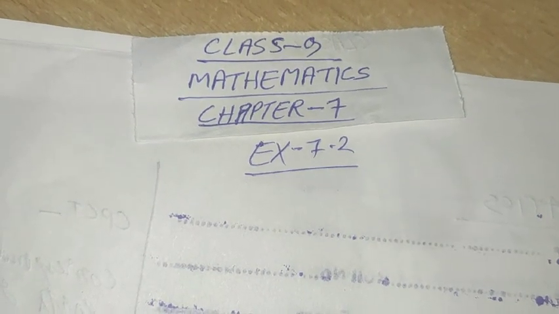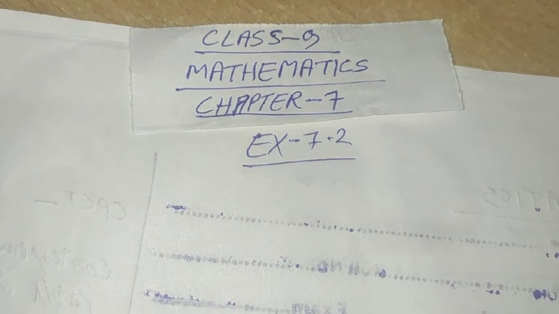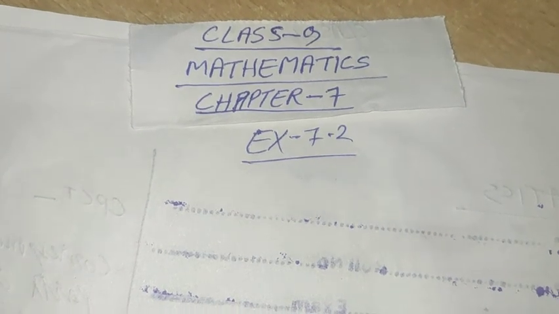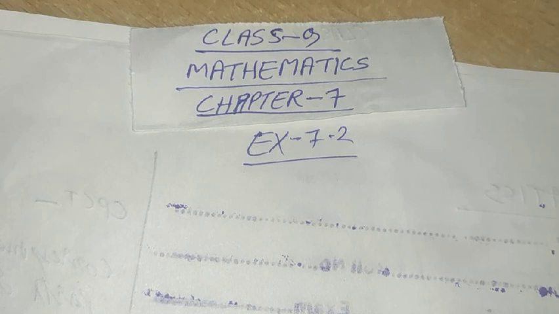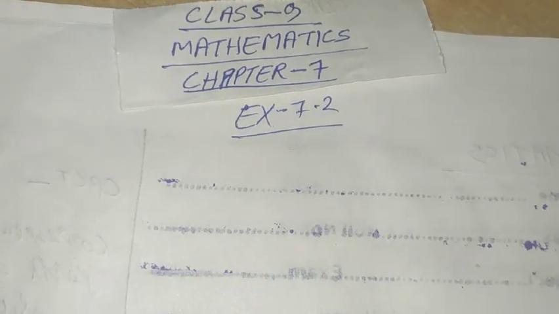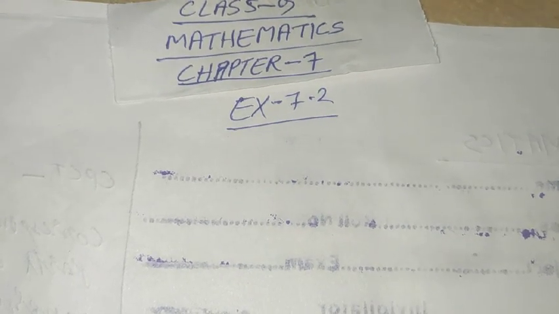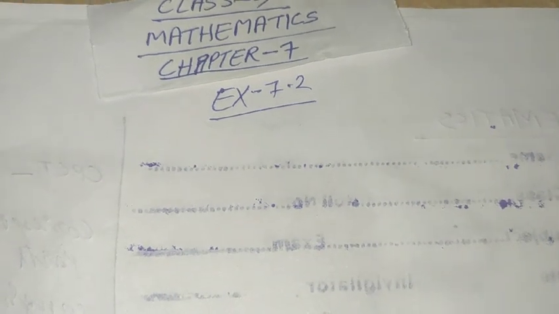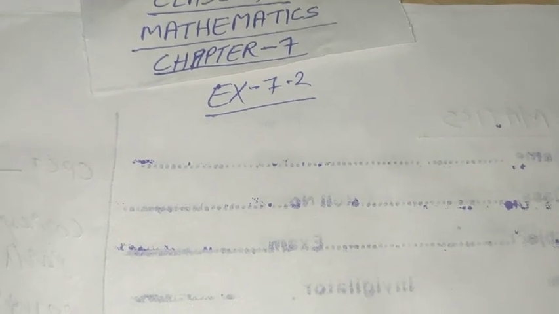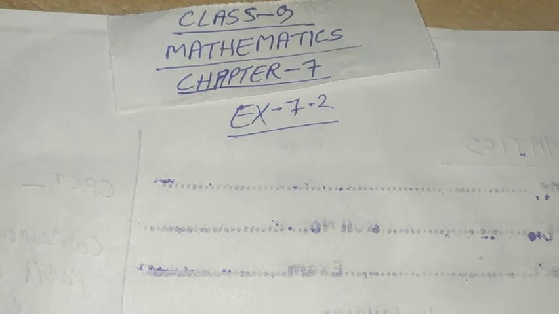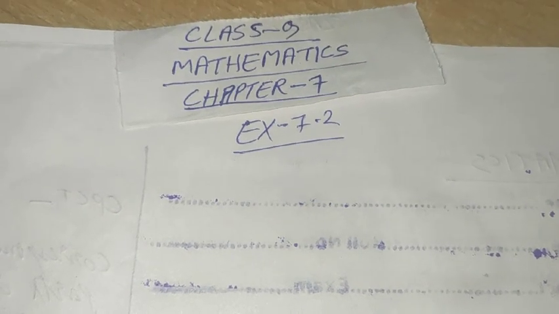Today I will discuss in this video about class 9 mathematics chapter 7 exercise 7.2. I will start the new exercise 7.2, some properties of a triangle. Before moving to the next exercise, let me give you a short description about what we have studied previously.